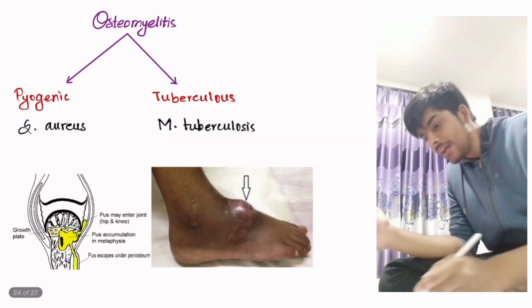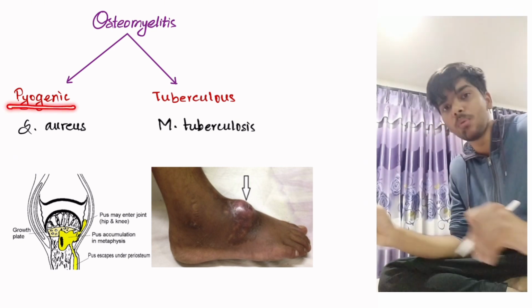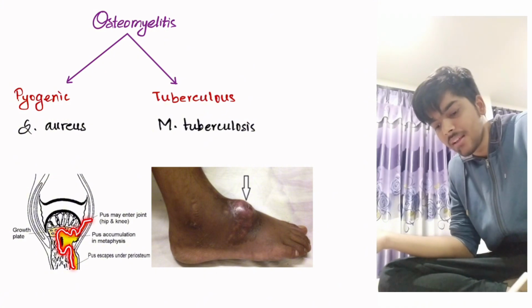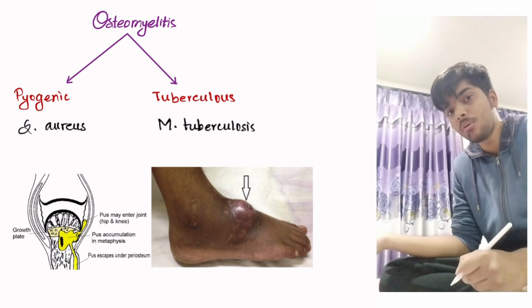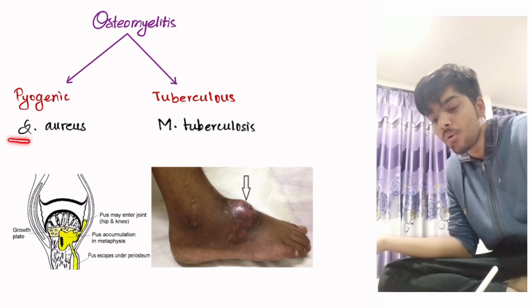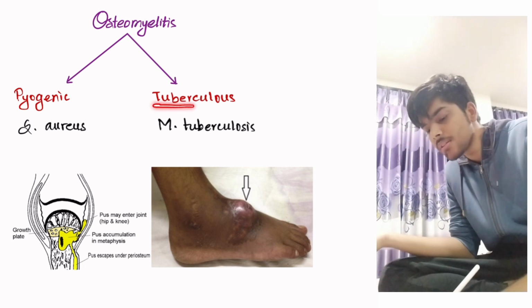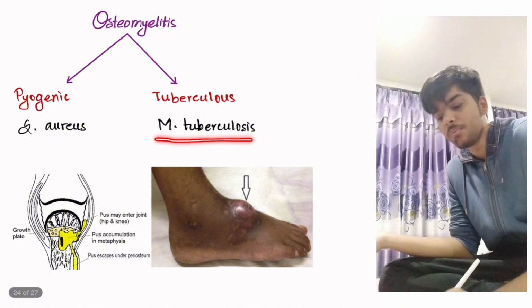So under osteomyelitis, there are two types that we need to know. Number one is pyogenic osteomyelitis, where there is formation of pus at the region of inflammation, and the most common pathogen causing pyogenic osteomyelitis is Staphylococcus aureus. And second is tuberculous osteomyelitis, where the cause is Mycobacterium tuberculosis.